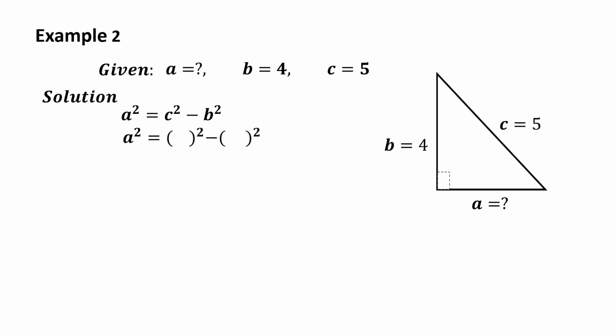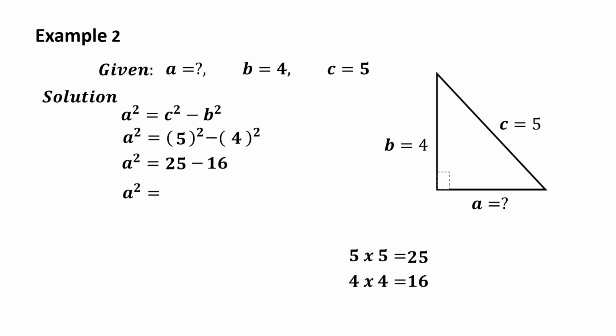Next, let us substitute the values of c and b in the formula. We have a square is equal to, c is equal to 5 and b is equal to 4. Then, we have a square is equal to the square of 5, simply 5 multiplied by 5 is equal to 25. Then, minus the square of 4, simply 4 times 4 is equal to 16. So, we have a square is equal to 25 minus 16 is equal to 9.